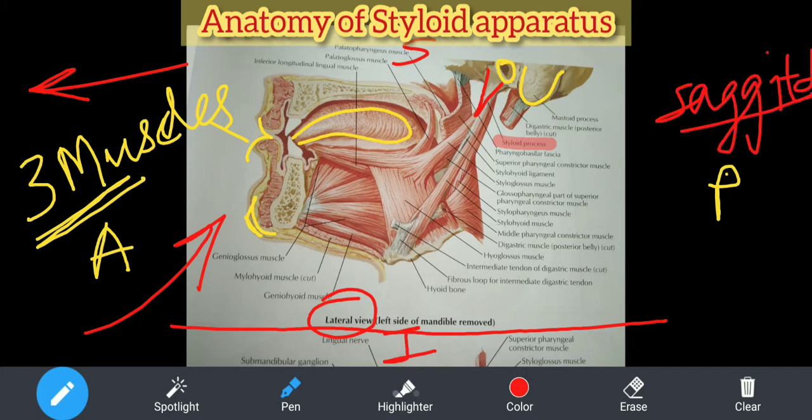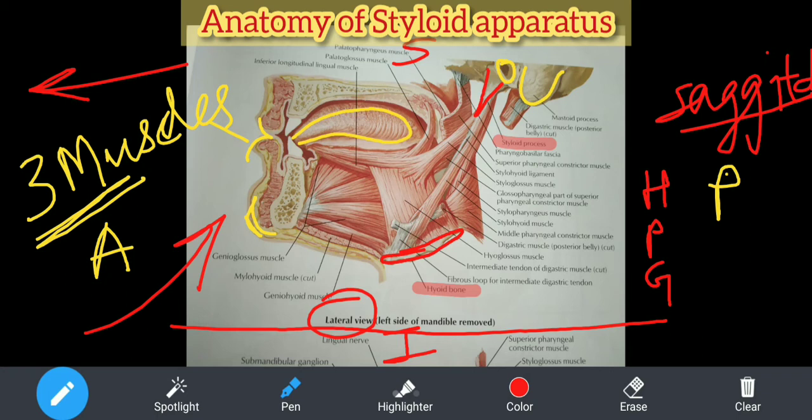Okay, sagittal section. Now if you see, you have located the styloid process. Now you know the three muscles: stylohyoid, stylopharyngeus and styloglossus. Now you see, this is the hyoid bone. Can you see? Wait, I have highlighted. Are you able to see the hyoid bone? If you trace the labeling of the one which I have highlighted, this is the hyoid bone.